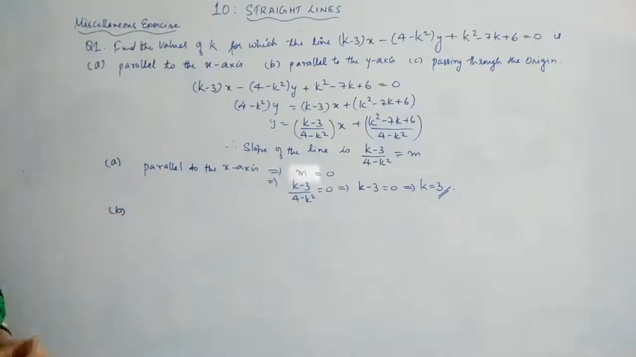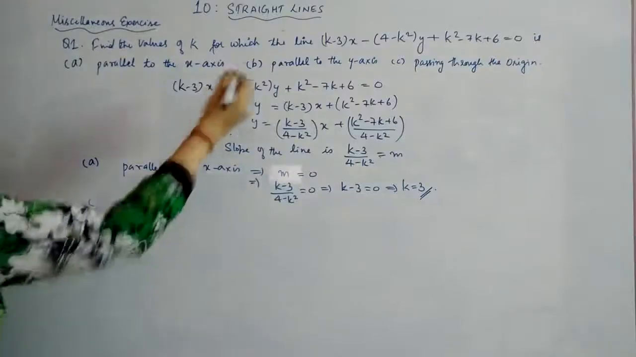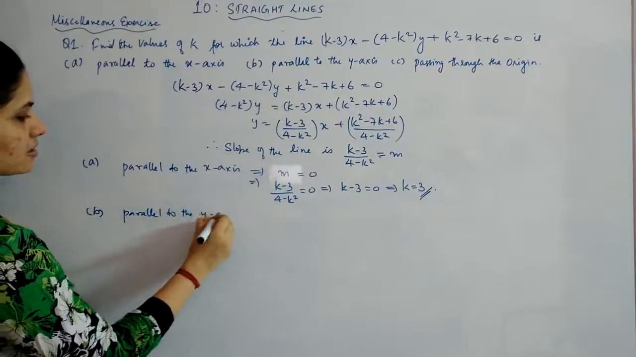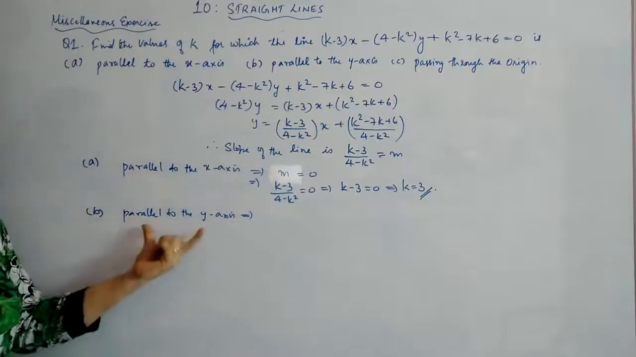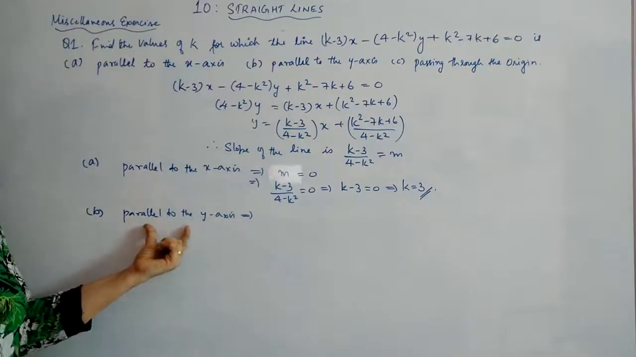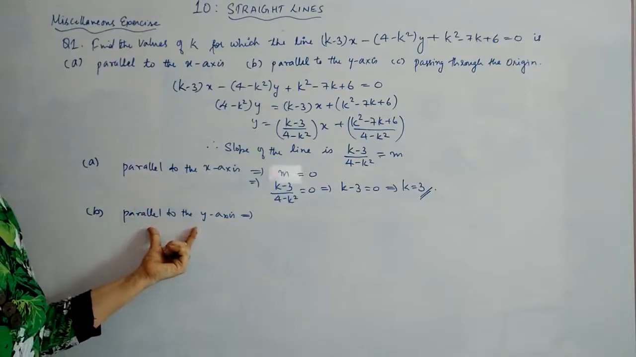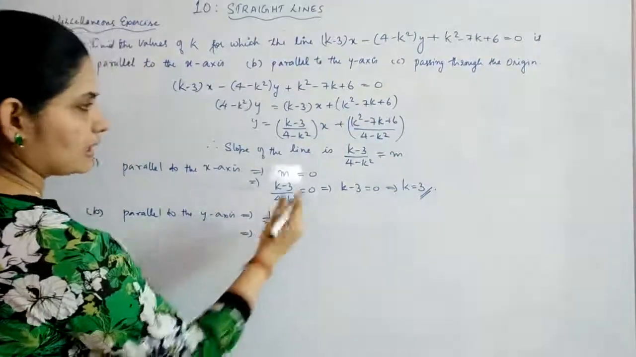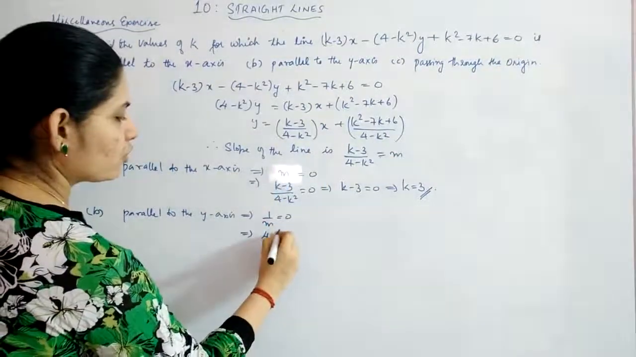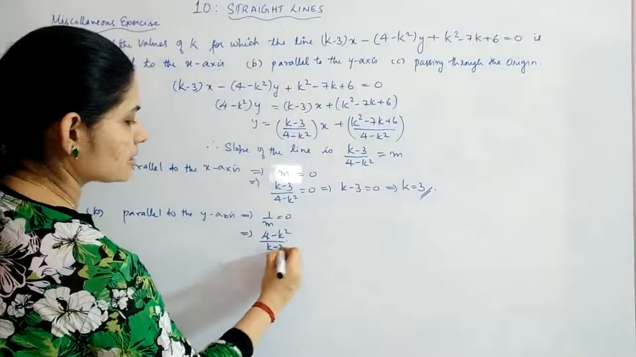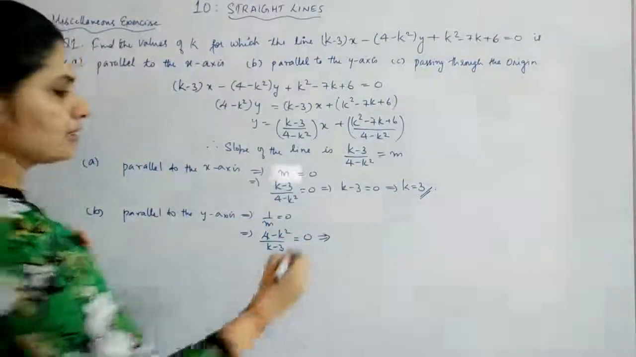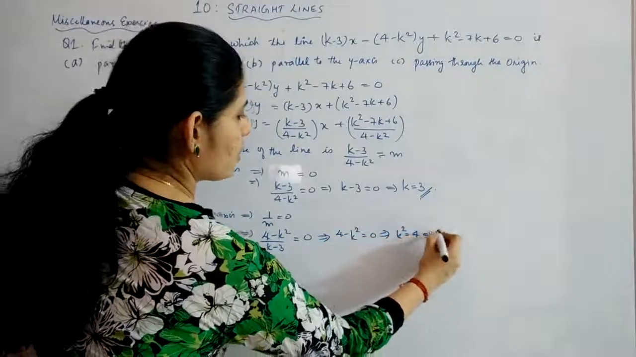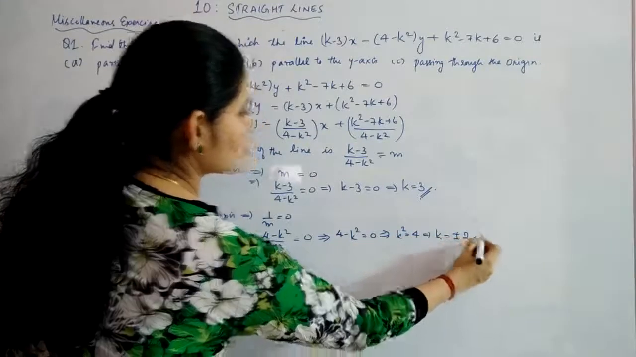Second subdivision is parallel to the y-axis. Now when the line is parallel to the y-axis, the reciprocal of the slope will be equal to 0. That means 1 by m is equal to 0. Its reciprocal, 4 minus k square by k minus 3, will be equal to 0. That is 4 minus k square is equal to 0. That means k square is equal to 4, or k is equal to plus or minus 2.